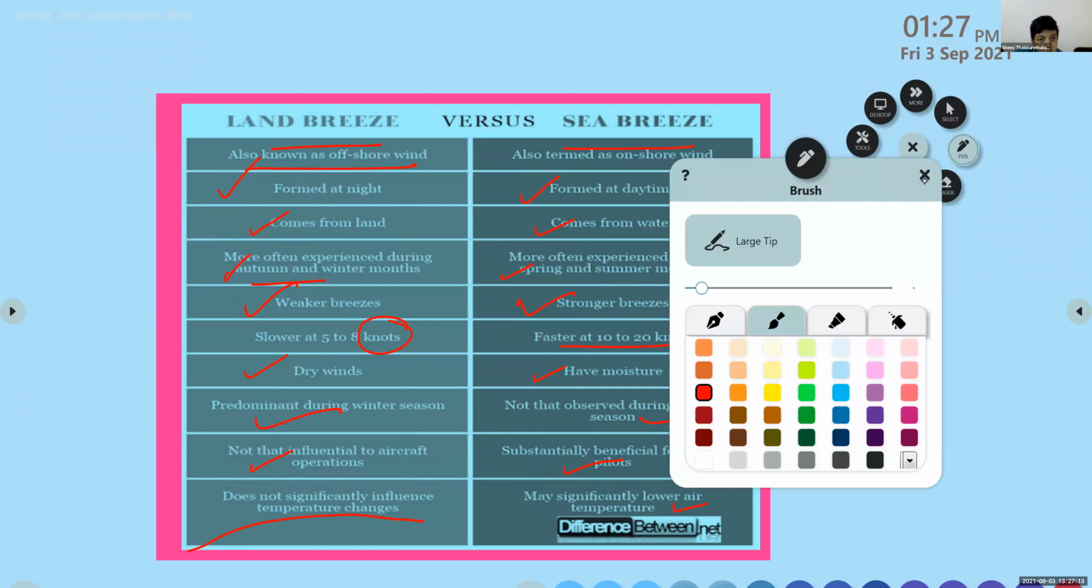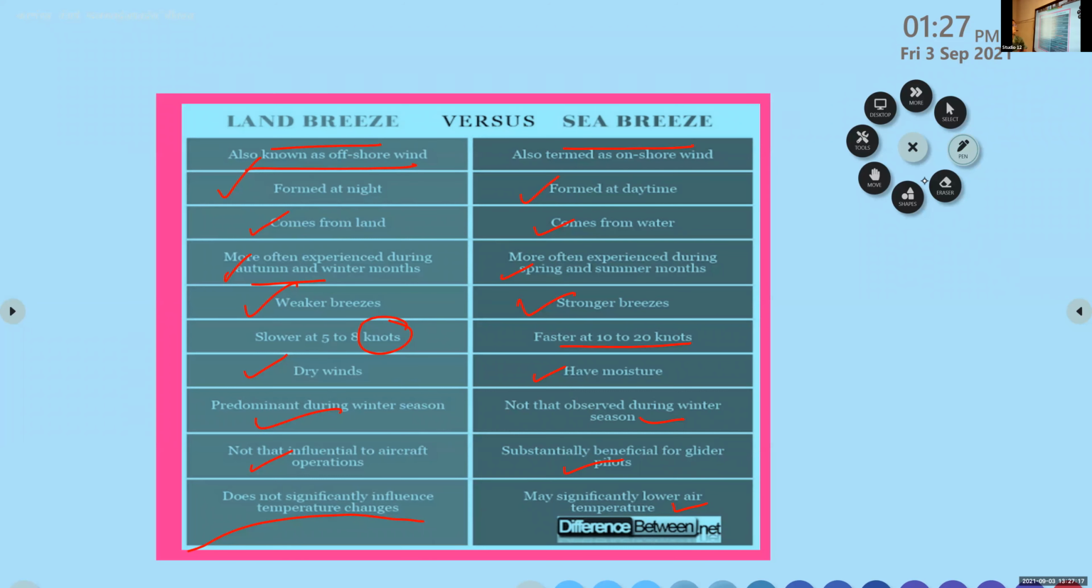Land breeze, also known as offshore wind. Formed at night. Comes from land. More often experienced during autumn and winter months. Weaker breezes. Slower, at 5 to 8 knots. Dry winds and predominant during winter season. Not that influential to aircraft operation. Does not significantly influence temperature changes.